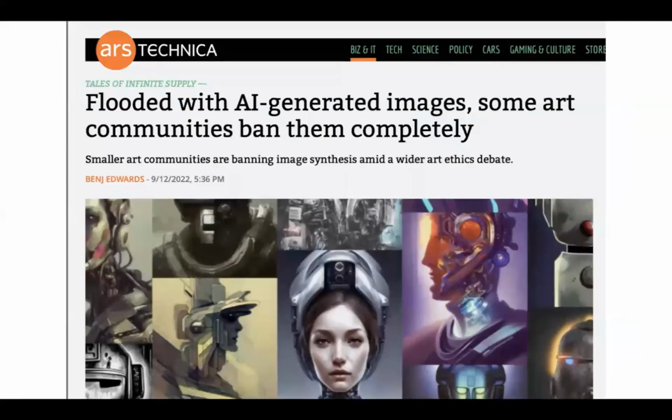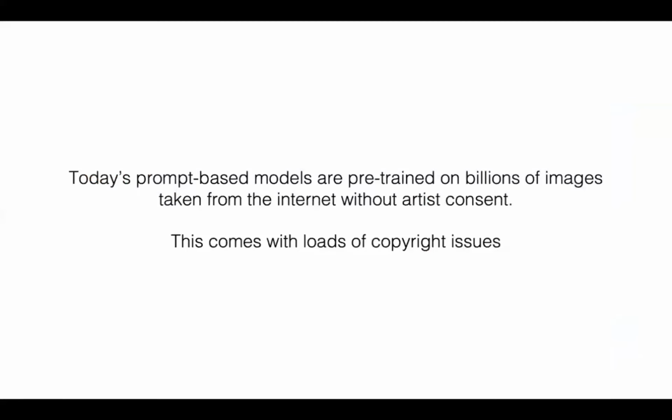Here's a news story. I've seen this and many others like it last year, where art communities started banning AI art completely. If you go to Reddit now and go to artist communities, many artist communities banned any AI art. So why is that? Today's prompt-based models are pre-trained on billions of images taken from the internet without artist consent. And with this come loads of copyright issues. However, this is not the main reason for that kind of backlash against AI art. It's one of the reasons, but this copyright issue is a huge issue now.